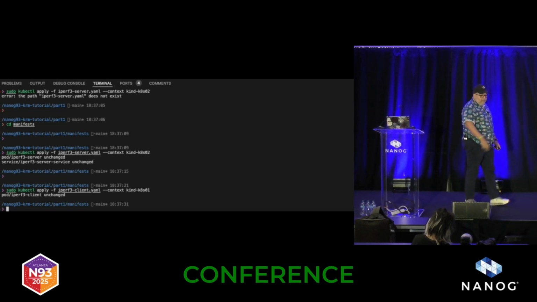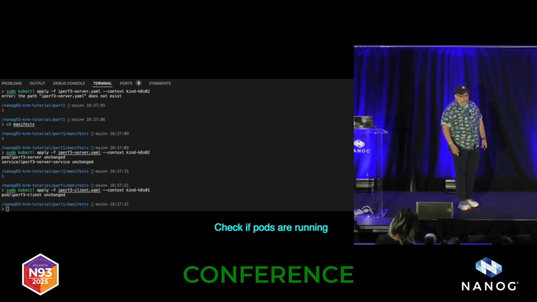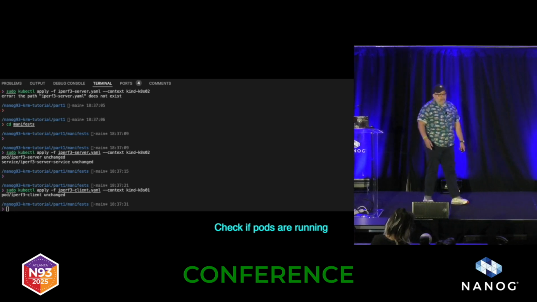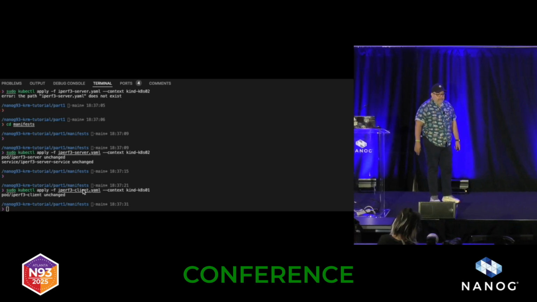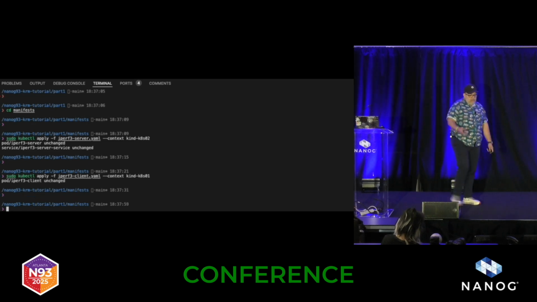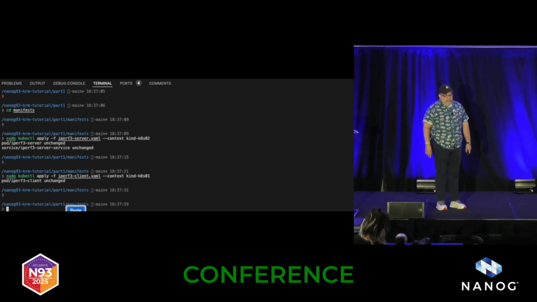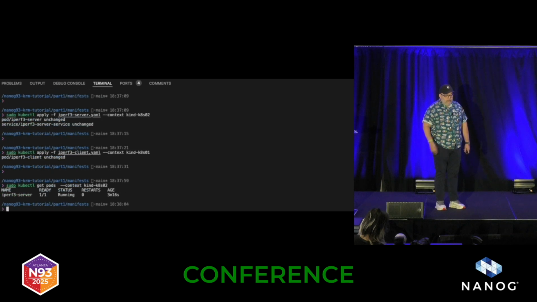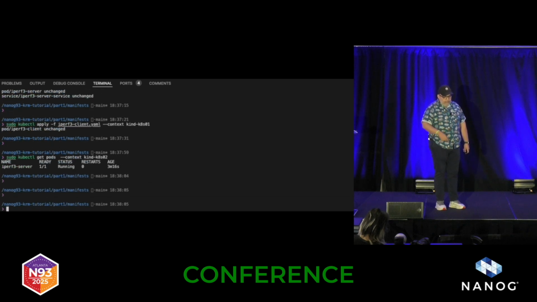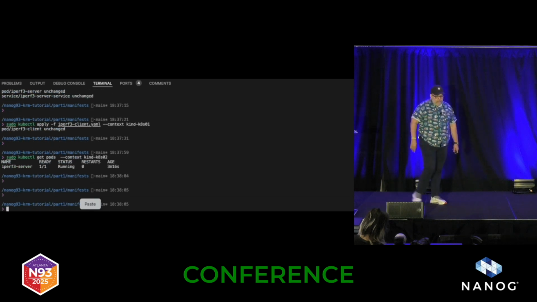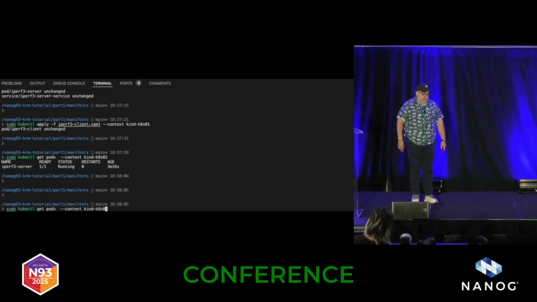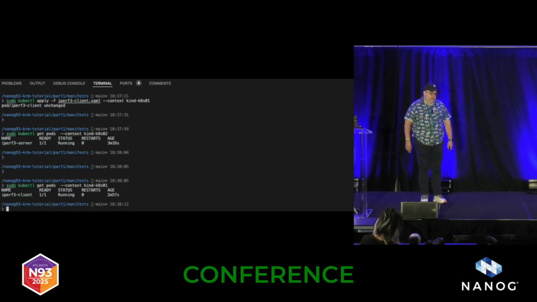And then we do the same for the client in this case. So we apply both manifests. And now we check if the pods are running. So we use a kubectl command, and we can check what is the status of our pods. So we have the server running, and we're going to do the same for the client. There you go.